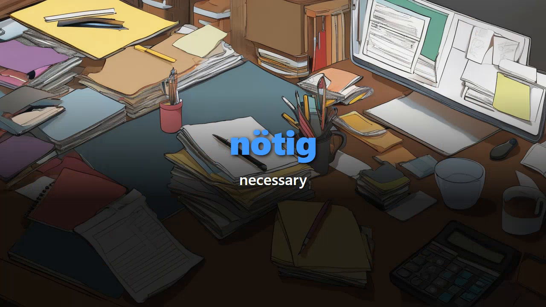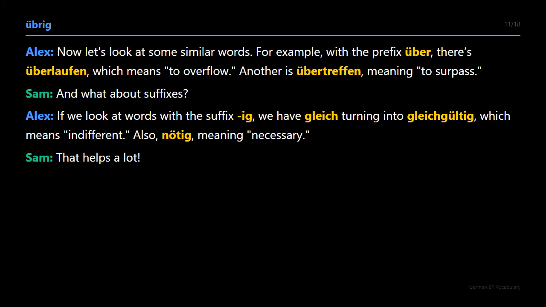Now let's look at some similar words. For example, with the prefix über, there's überlaufen, which means to overflow. Another is übertreffen, meaning to surpass. And what about suffixes?